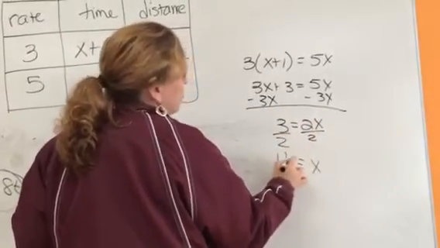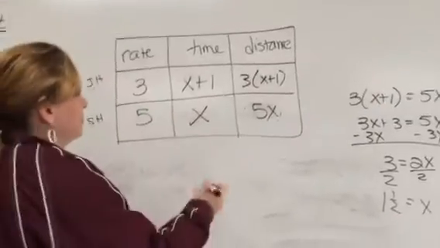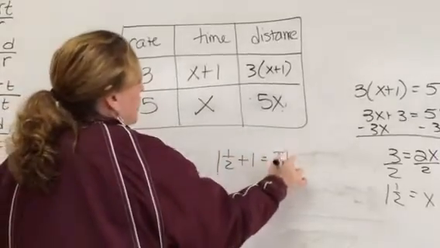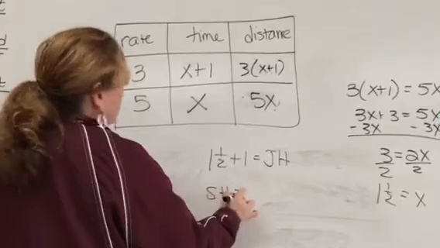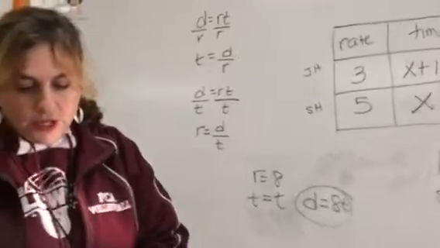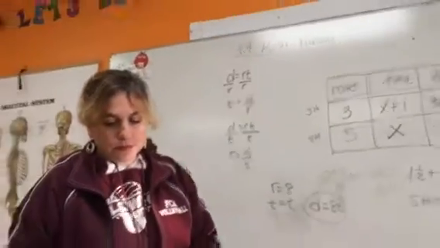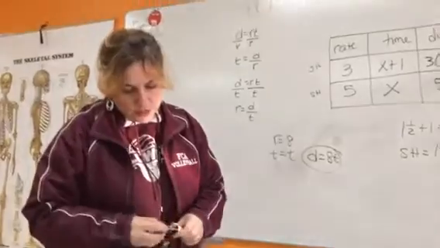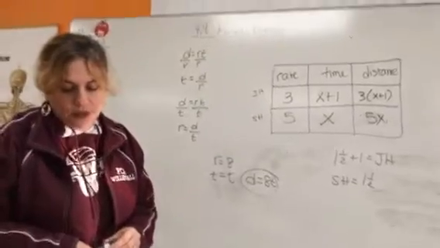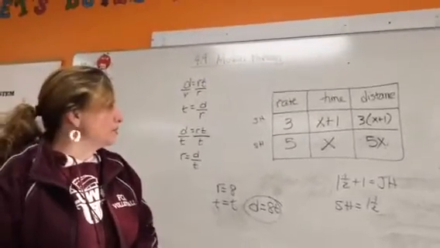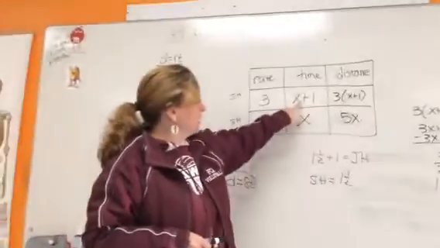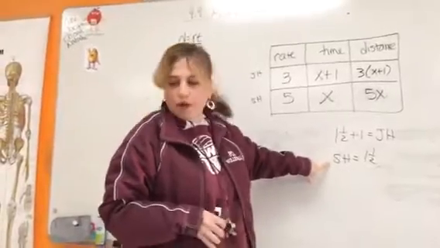X equals 1.5. So if X equals 1.5, then 1.5 plus 1 is the junior high, and the senior high is 1.5. The way you're going to answer this question, I just want to make sure I answer it right: it's going to take the senior high 1.5 hours before they catch up to the junior high class. So that means the junior high left 2.5 hours ago. It took them 2.5 hours to get to that spot, and it takes the senior high 1.5 hours.